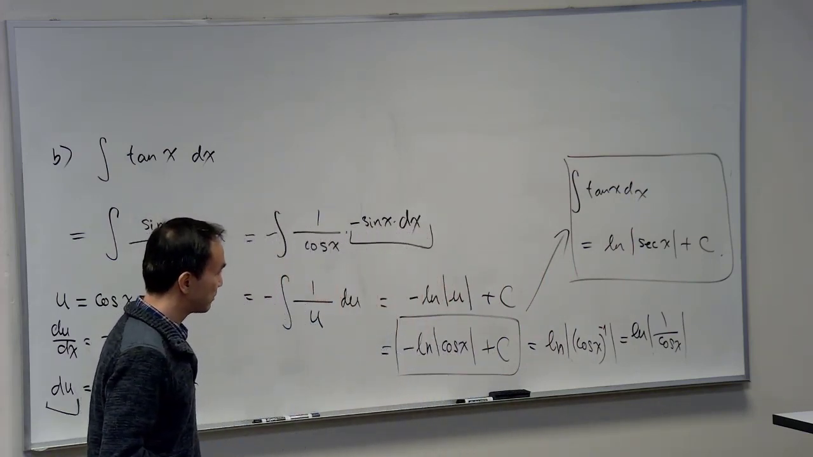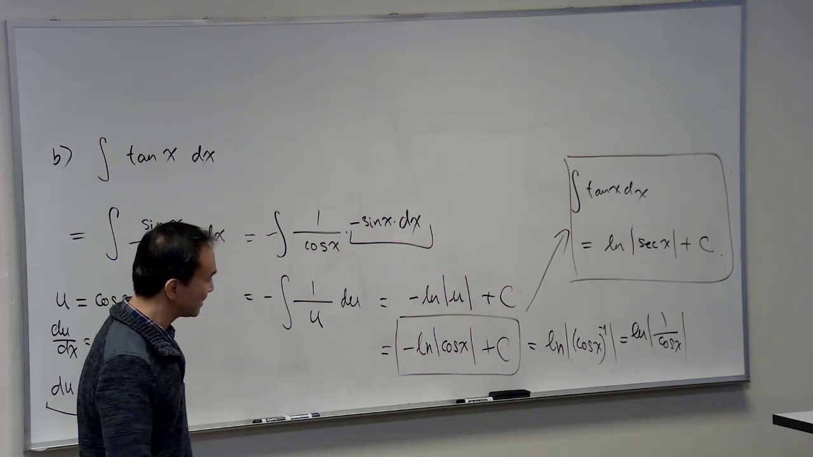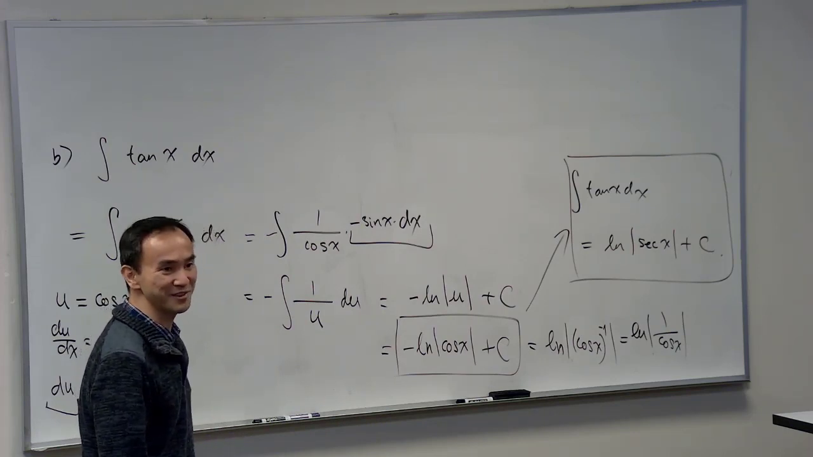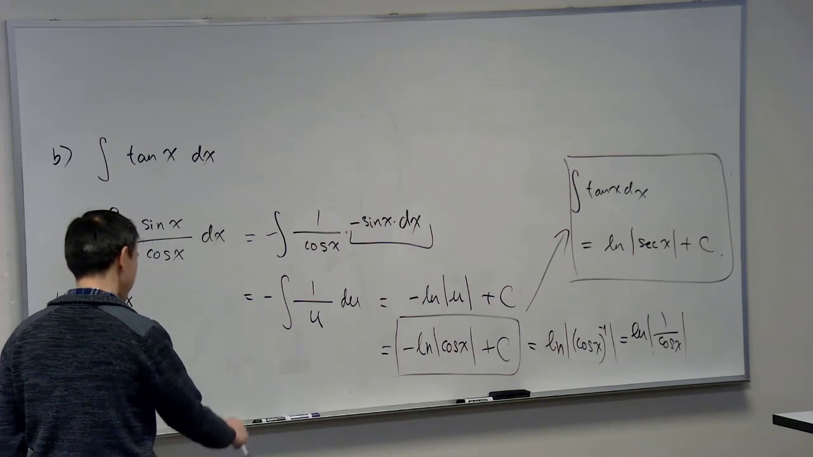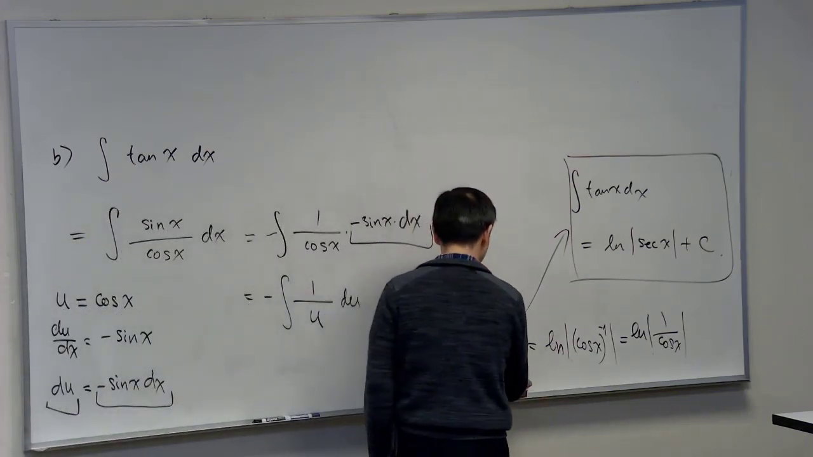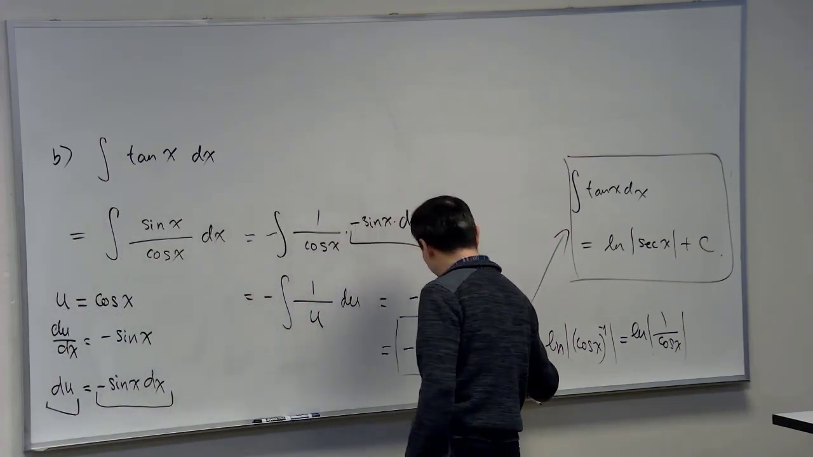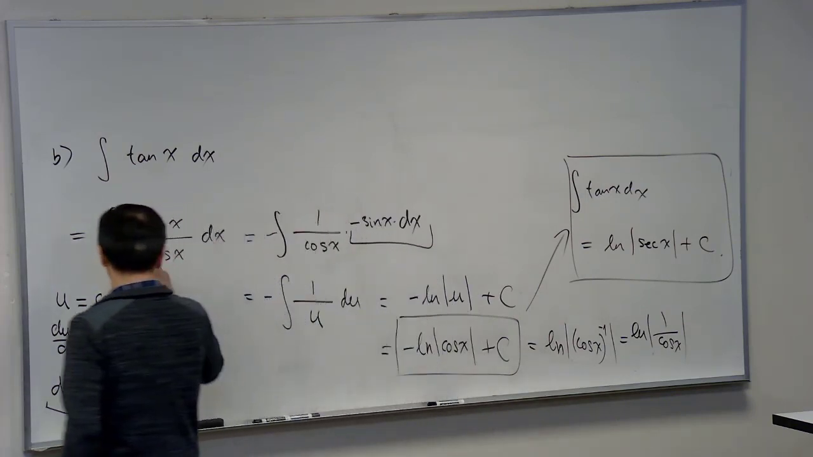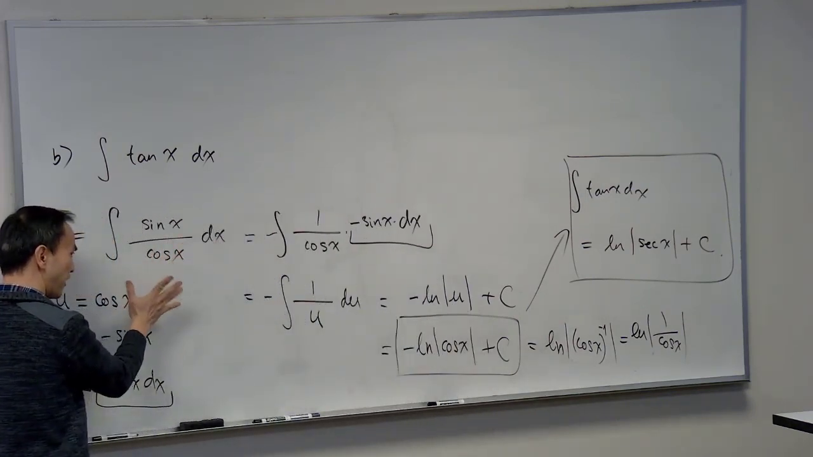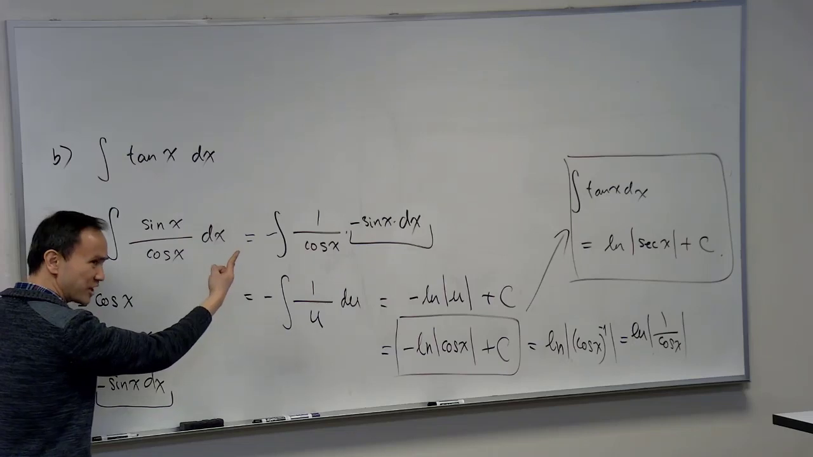I also put that in the box indicating it deserves your attention to remember it at some point. All right. Let's look at another one. But you see, what we have learned from this example is that when we start having a function that comes from a mix between sine and cosine coming together, right?